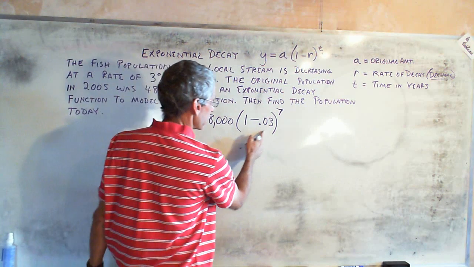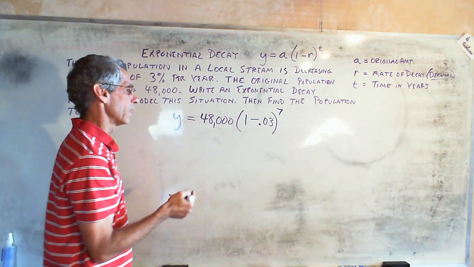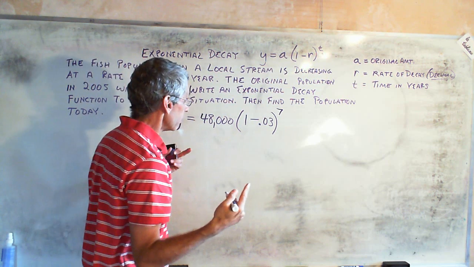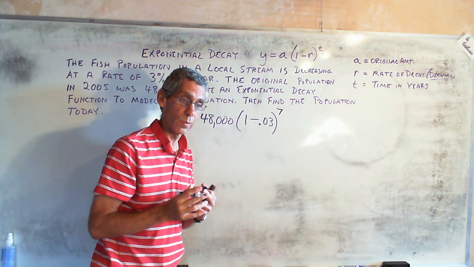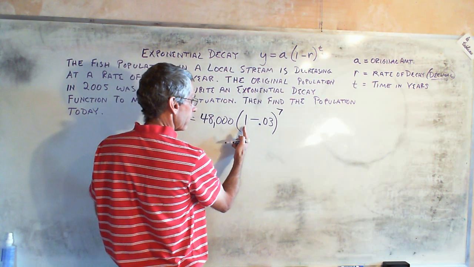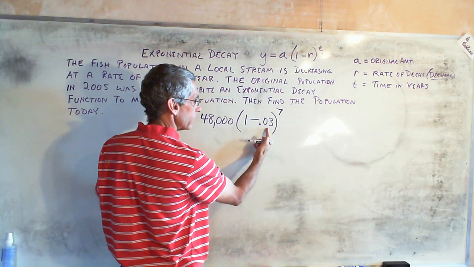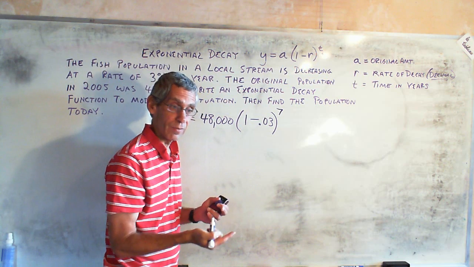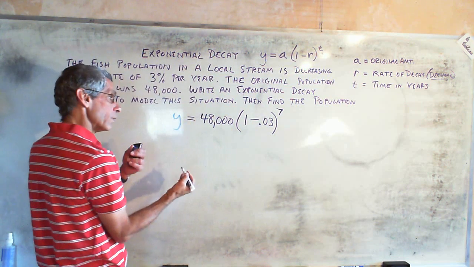Now this is unfortunate. We've got to do something here. We can't just leave it like that because I can't do 1 minus 0.03 raised to the 7th. I've got to combine what's inside the parentheses. That's what PEMDAS says I have to do. So if I have 1.00 and I take 0.03 away from it, I'm going to get 0.97. So you can use it on a calculator.